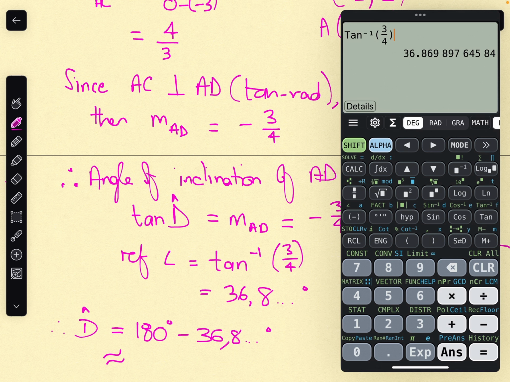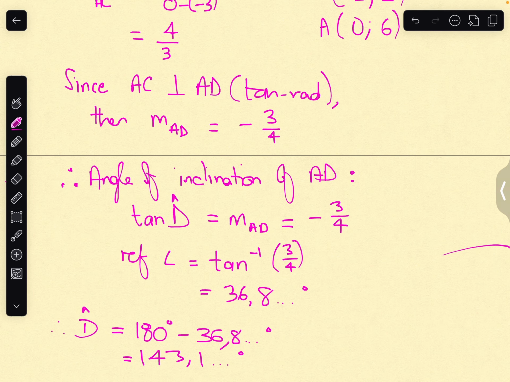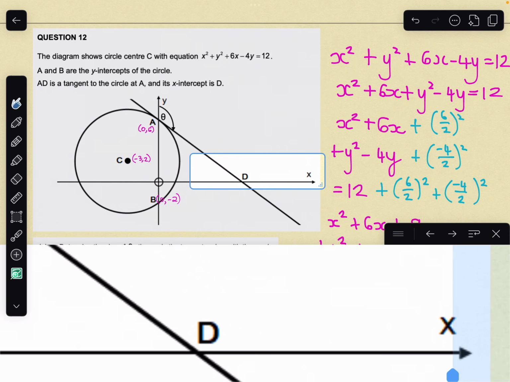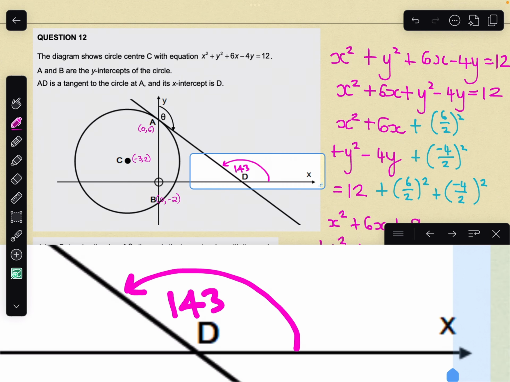Right, we're not rounding off yet, I'm going to round off right at the end. So 180 minus that. Okay, let's do that again. Then 180 minus that. Right, so that will be 143.1 and so on. Okay, so what I've now worked out is the size of this angle, which is 143.1 and so on.